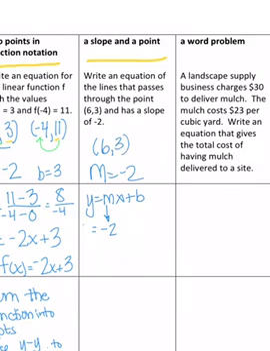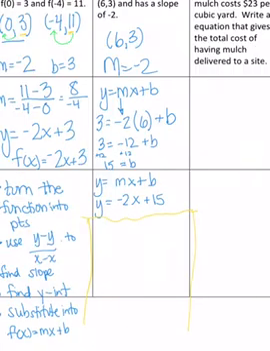So I'm going to put y is 3, and then for the x, I'm going to put 6. And then I'm going to write plus b. So the only variable left in my equation is b. So now I'm going to solve. So I've solved for b, and I have b equals 15. So now all I have to do is just substitute that in, the y equals mx plus b, and there I have my equation.